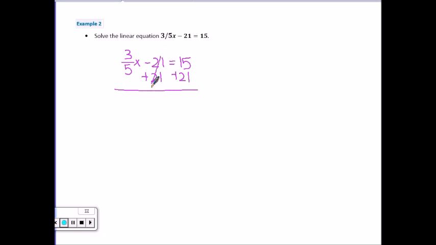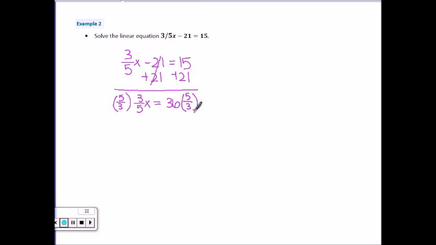So our 21s cancel out, and we're left with 3/5 x equals 36. Now from here, we need to get x alone. There's a couple ways you can do it, but we are going to multiply by the reciprocal. So the reciprocal of 3/5 is 5/3. And if we do it to the left-hand side, we have to do it to the right-hand side.